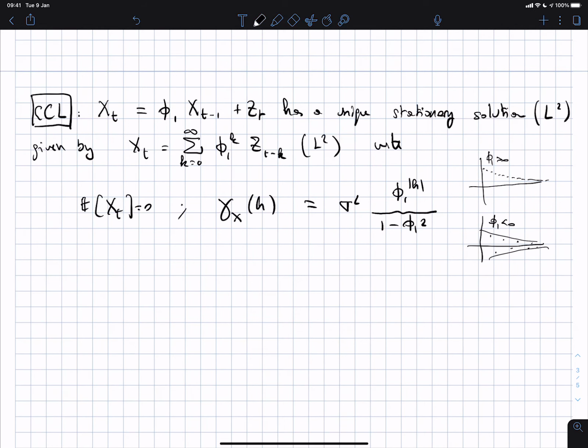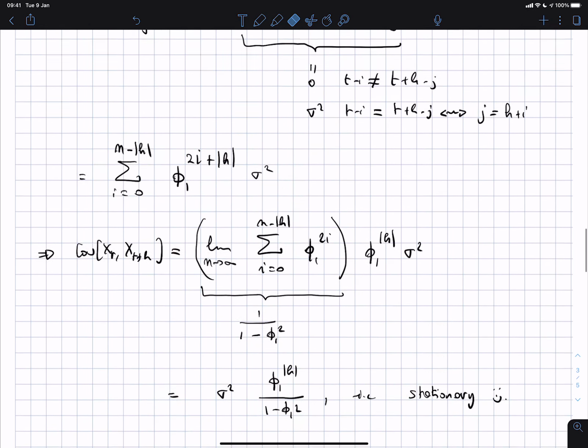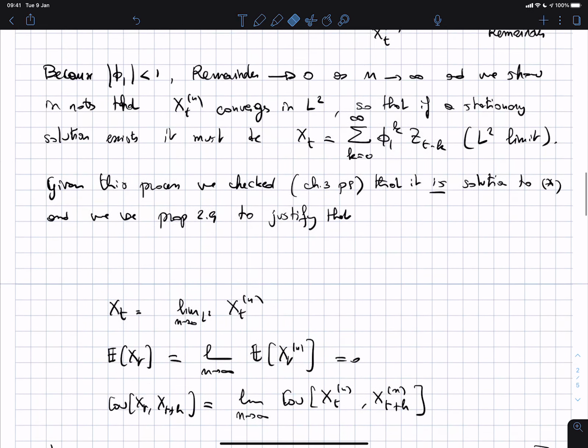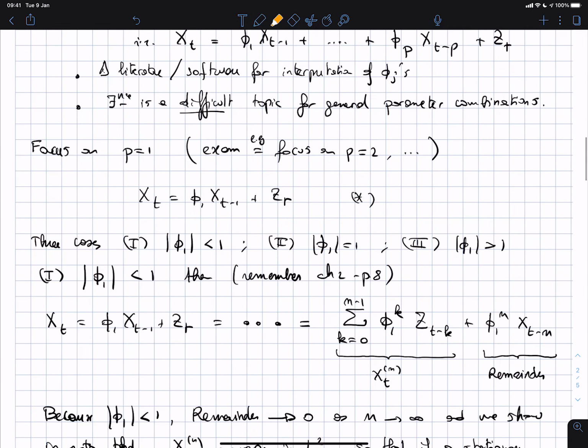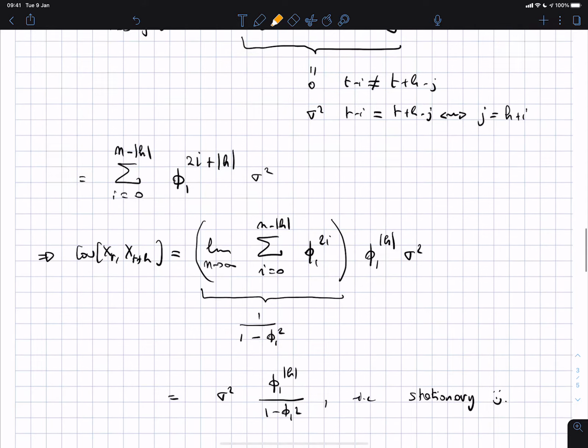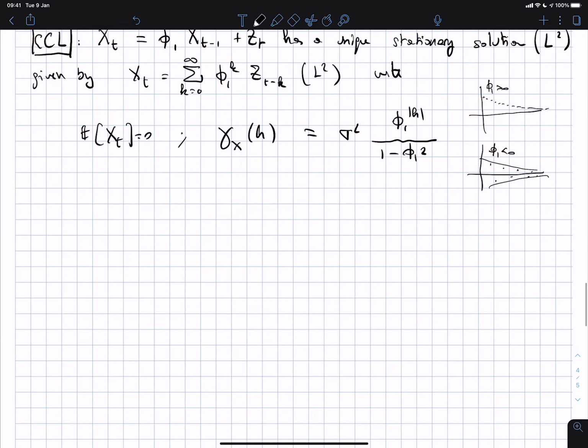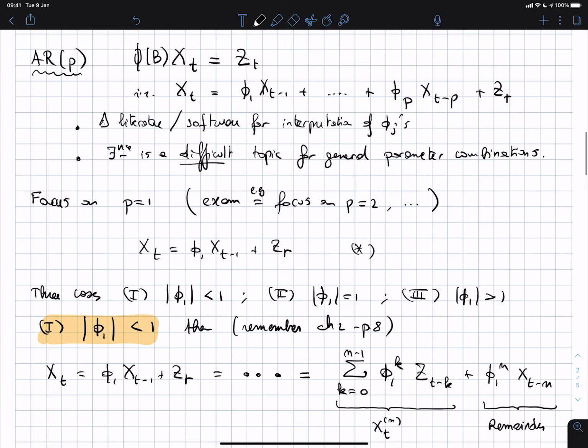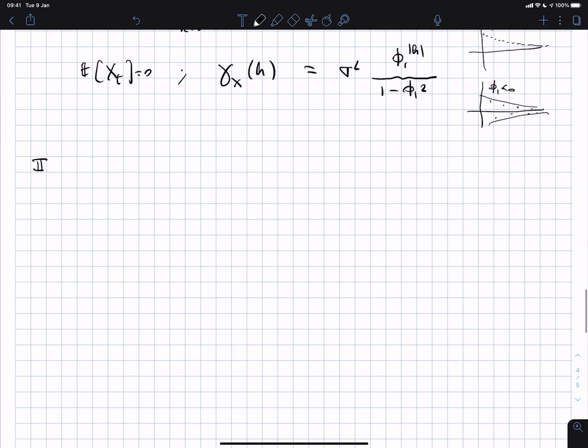So far, okay for everybody? I guess that's a yes. So that was the case of phi 1 less than 1. The next case that I went over a bit quickly is the case phi 1 equal to 1.